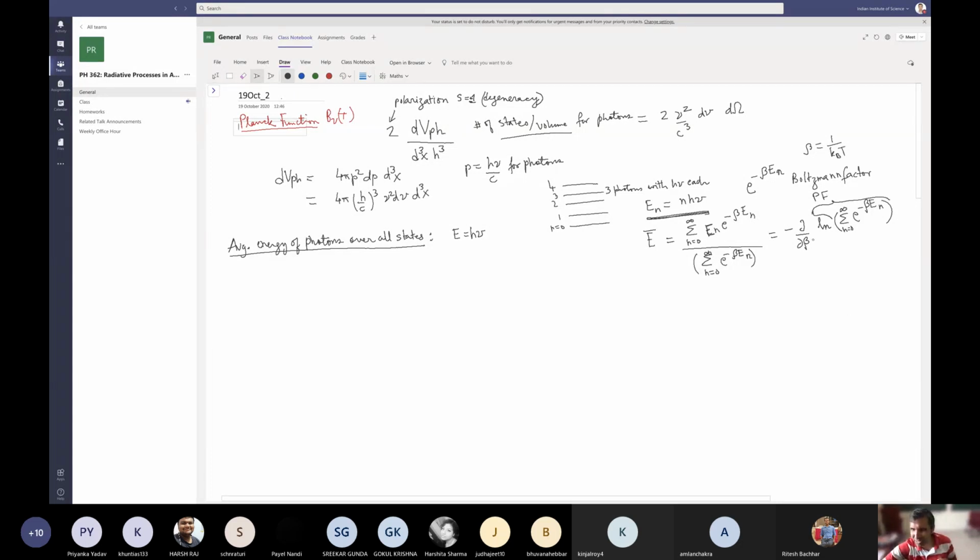Now, how do we see that? If you take minus dou by dou beta of log of that, when you take a derivative of the log, you have 1 by the argument, and then you take the beta derivative of the inner summation, and if you do dou beta, it pulls down minus E_n, and that's why you have a negative sign. So this is just simple mathematics.